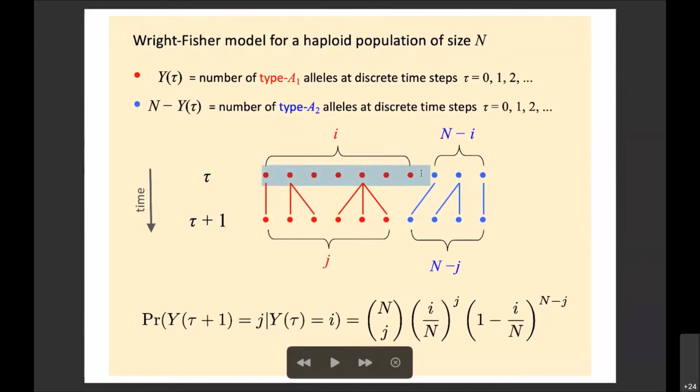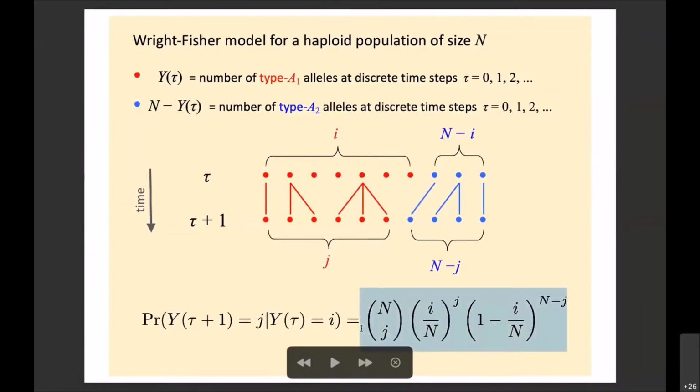We've got 7 of them of allele type 1, 3 of them of allele type 2, and after one generation, we've moved from i equals 7 down to j equals 6. So you can see it's quite simple. It's defined so that every individual randomly picks their parent from the previous generation. Every parent has an equal chance of being picked, and you inherit the same color allele as your parent. And that leads to this nice binomial distribution for the probability of going from i type 1 alleles to j type 1 alleles. And I imagine you've probably all seen this one.